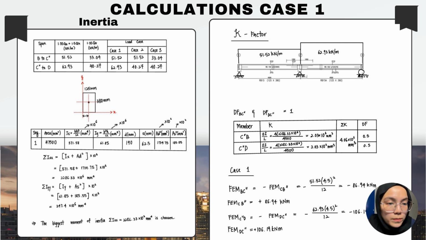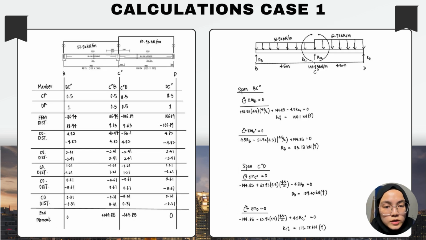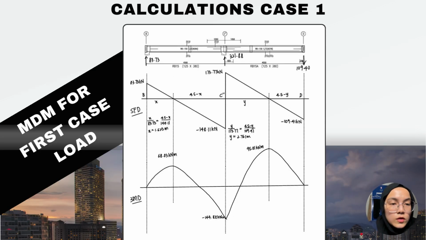Moving on to the inertia, the IXX obtained is 2286.33 multiplied by 10^6 mm^4, and for IYY we obtain 247.4 multiplied by 10^6 mm^4. So the biggest moment of inertia, IXX, is chosen. For calculation case 1, we use the moment distribution method to get the values for span BC and span DC. You can see here the shear force diagram and bending moment diagram result for case 1.